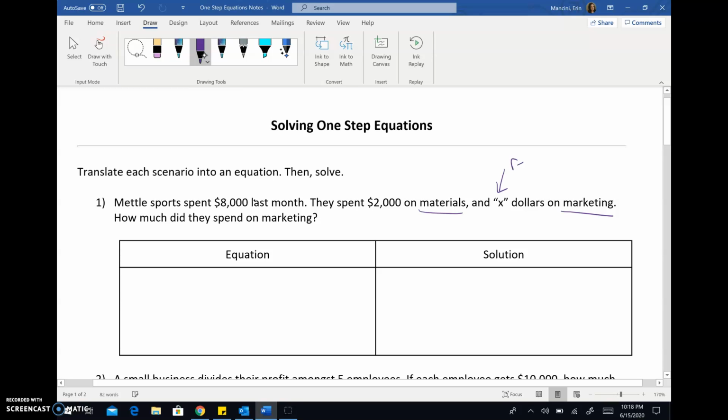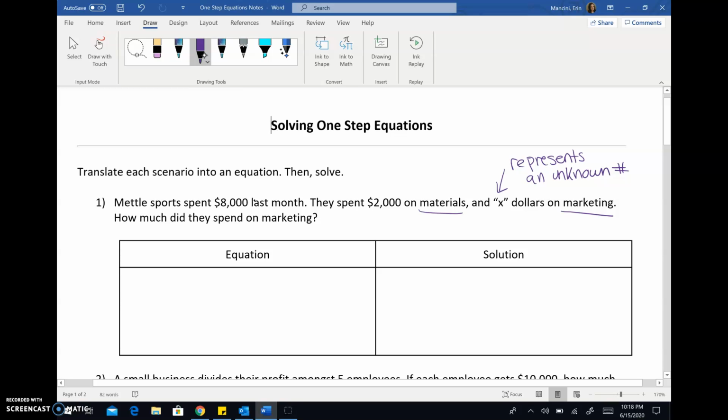Now first and foremost, what is a variable? X just represents some unknown number. That's supposed to be an N. Okay, so we don't know how much money they spent on marketing, so we call it X, which is just a placeholder, saying we don't know. And the goal is to figure out how much did they spend on marketing.